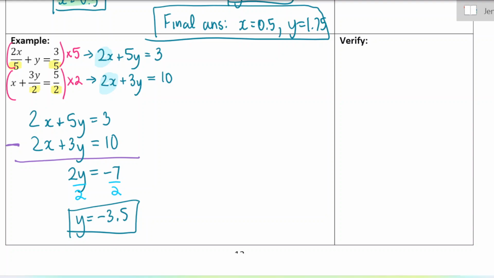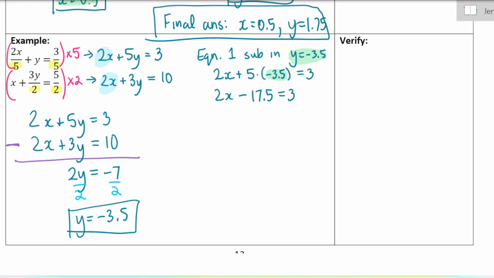I'm just going to choose equation 1. I'm going to plug in, sub in y equals negative 3.5. So I'll have 2 times x plus 5 times negative 3.5 equals 3. So where the y was in the equation, I'm going to sub in negative 3.5. Okay, so I get 2x minus, and 5 times 3.5 is 17.5.